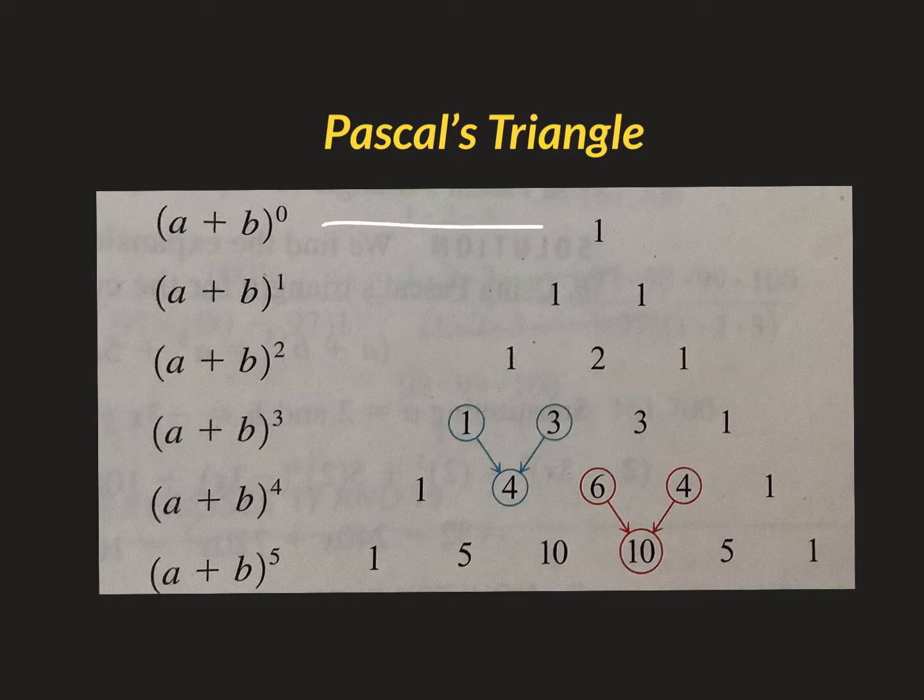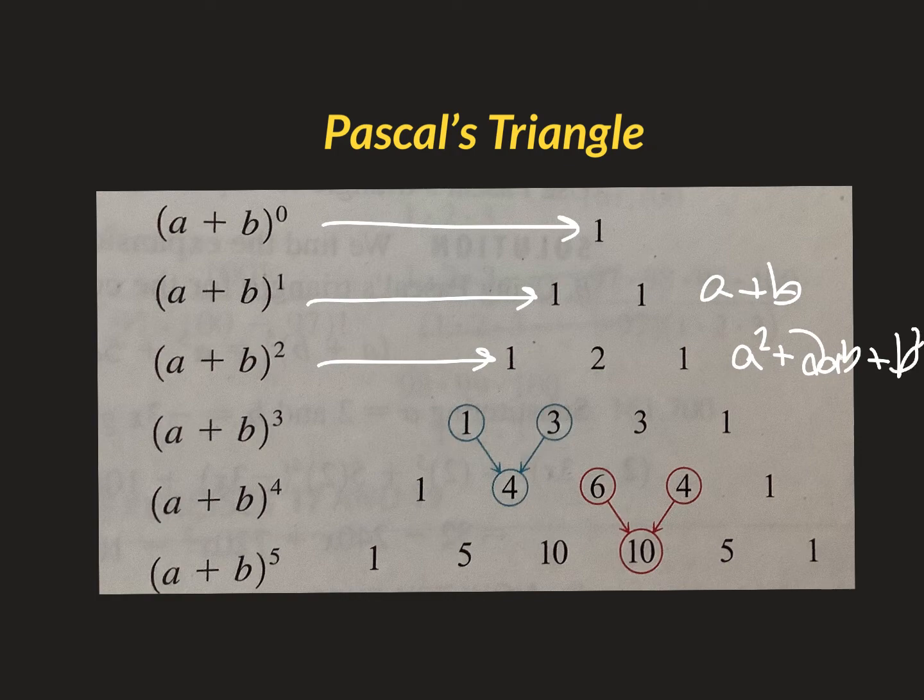So anything to 0 power is 1. So a plus b to the 0 power is 1. What these numbers over here represent, like when I do a plus b to the first power, and I get 1 and 1, those 1s represent the coefficients on the answer. So when I do this one, that's really square, multiply double square, I'll get a squared, 2ab plus 1b squared, right?